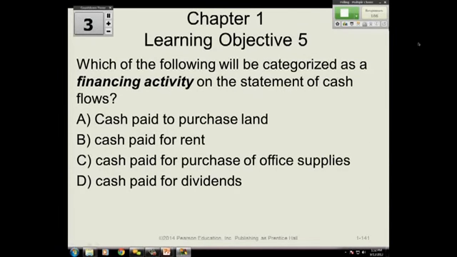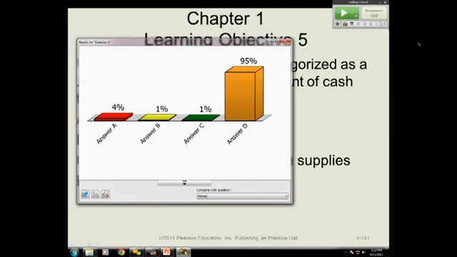Okay. All right. Still can't get everybody, right? So, all right. So the answer, the financing activity, is the dividend. It's the dividend. So, got almost everybody in there.